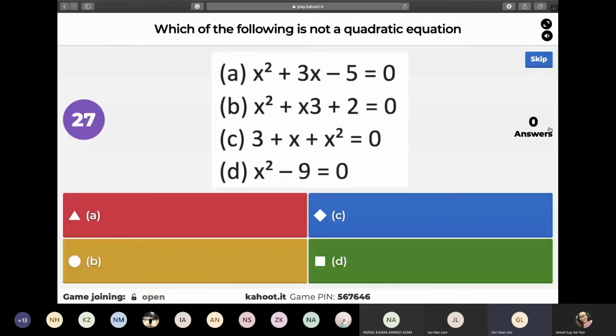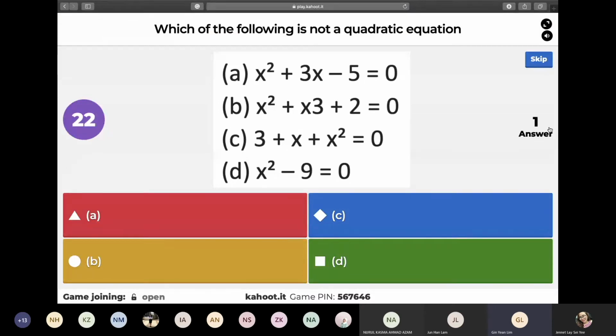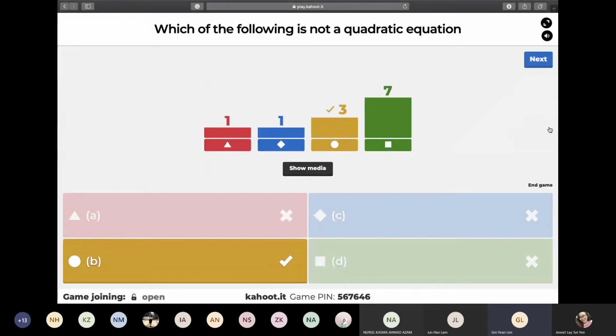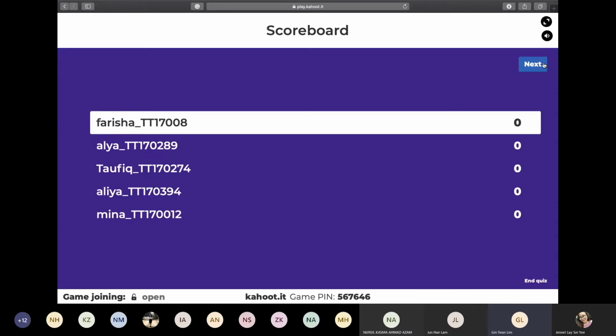Which of the following is not a quadratic equation? So look carefully. Yeah, so the answer is B. Congrats, Farisha, Alia, and Taufik for the top 3.